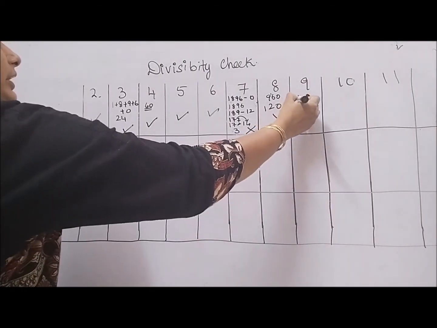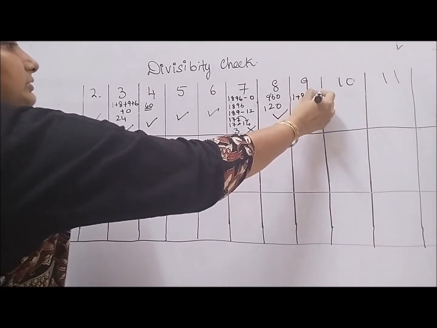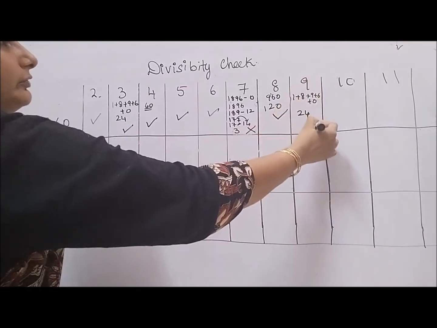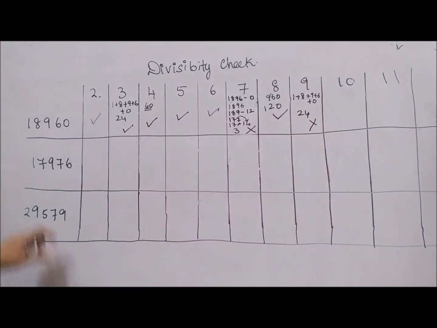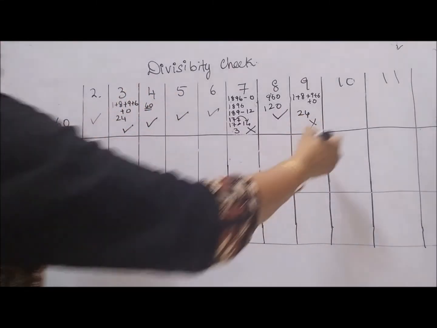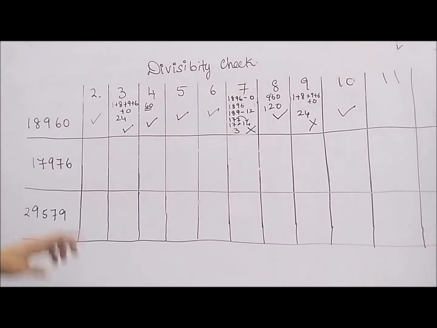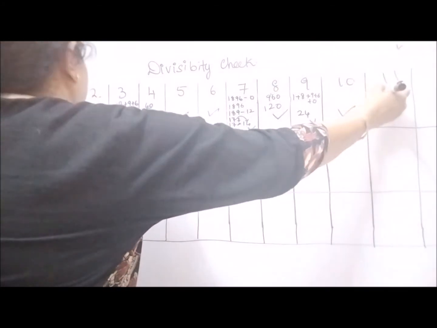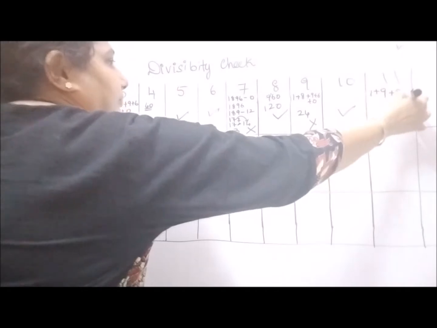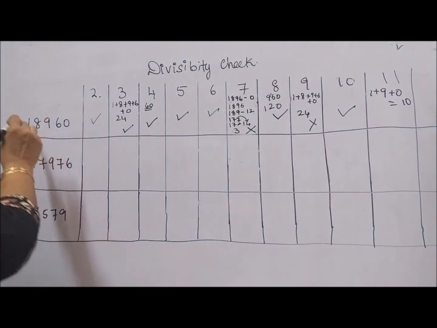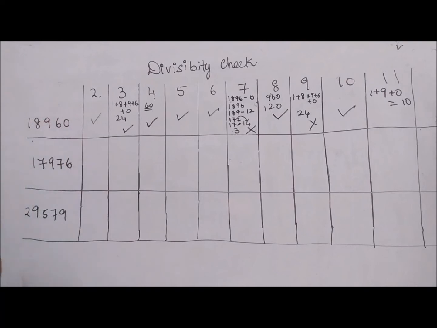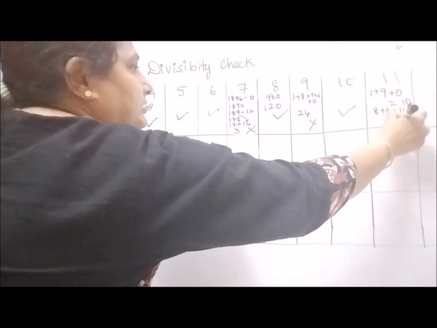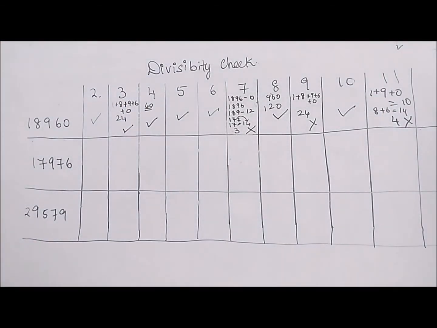9. 1 plus 8 plus 9 plus 6 plus 0, so 9 plus 9, 18 plus 6, 24. 24 is not divisible by 9. So it is not. For 10, unit digit is 0. So yes. And for 11, 1 plus 9 plus 0 is 10. And the alternate digits, 8 plus 6 is 14. So 14 minus 10, 4, so it is not divisible by 11.